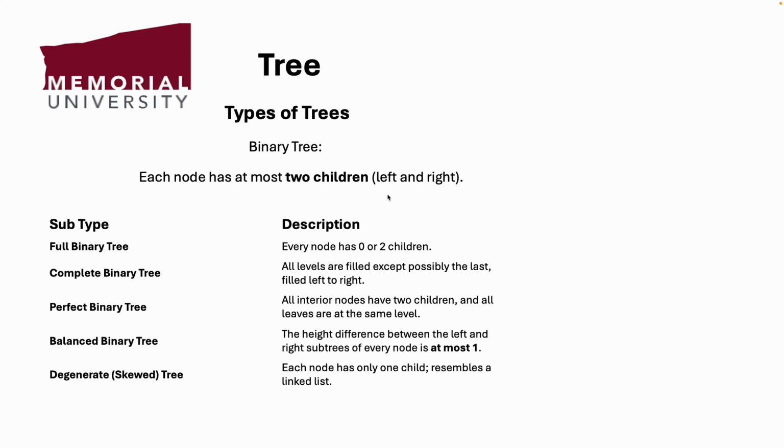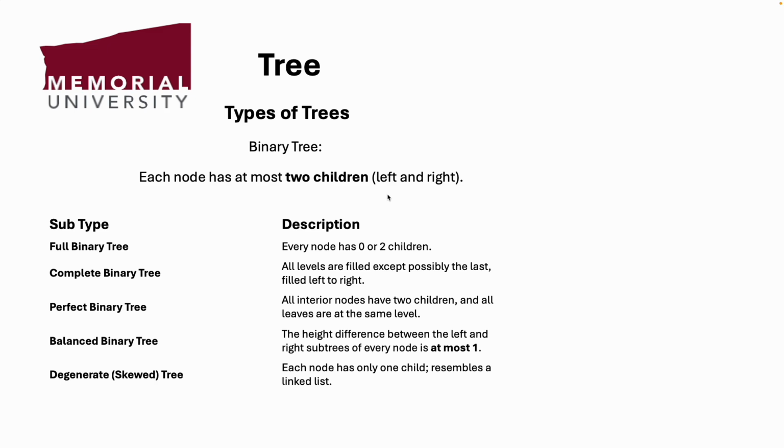Now we're going to talk about another type of tree called the binary tree. What's a binary tree? A binary tree is defined as a tree where each node has at most 2 children, looked at from left to right. Here are the subtypes of the binary tree.